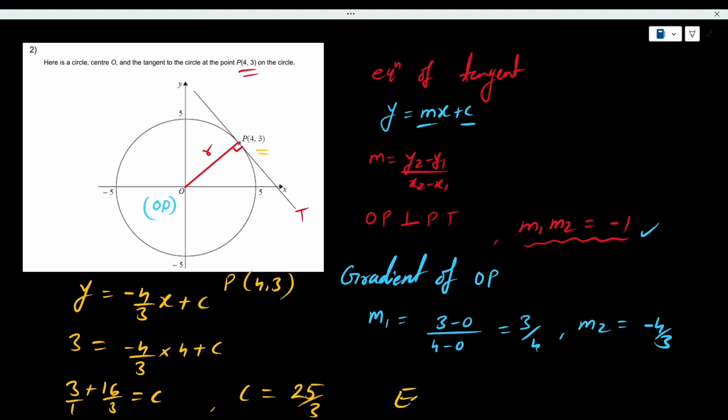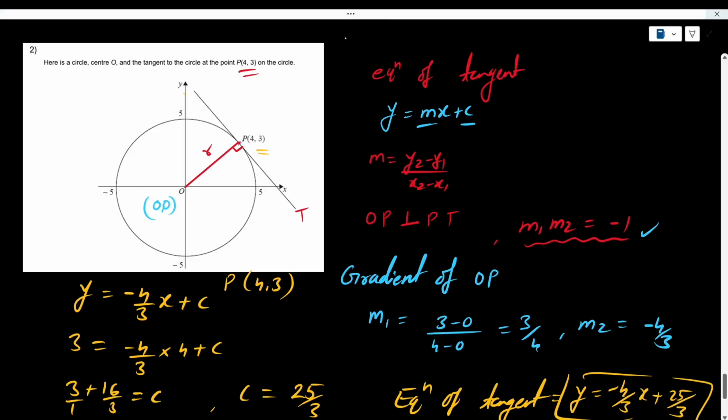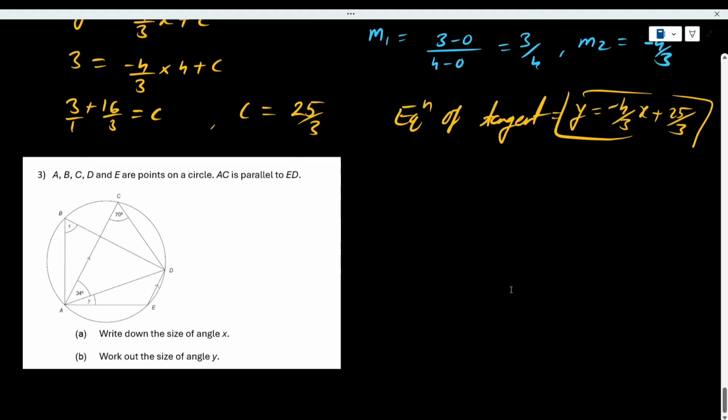So the equation of tangent passing through P is going to be y = -4/3 x + 25/3. Right? This is the answer. So here your coordinate geometry topic and circle theorem, both are integrated. Right? So here we got this. Let us go for the next question.